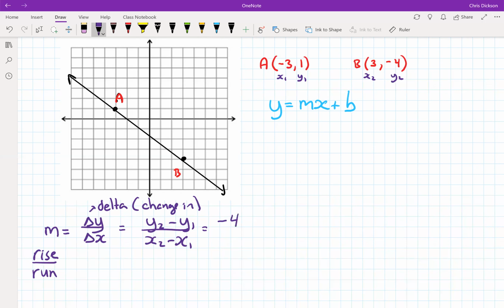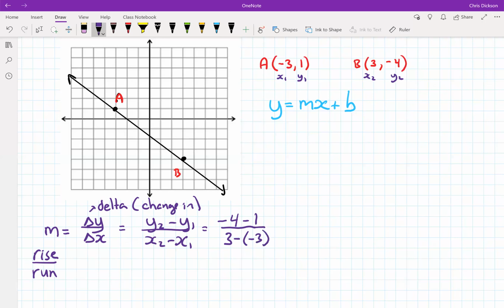Actually, before I go any further, what do you guys think about that line? Do you think it has a positive slope or a negative slope? And what about the y-intercept? Do you think it's a positive y-intercept or a negative y-intercept? It's good to ask those questions before you jump into these things, so that you can go, oh yeah, that kind of makes sense to me. Okay, so then I'm going to do x2, which is 3, minus -3.